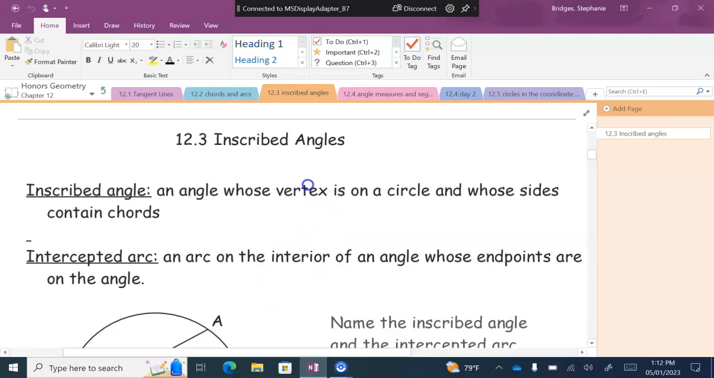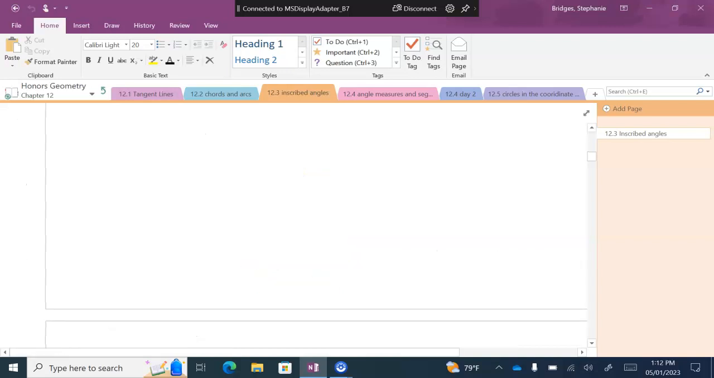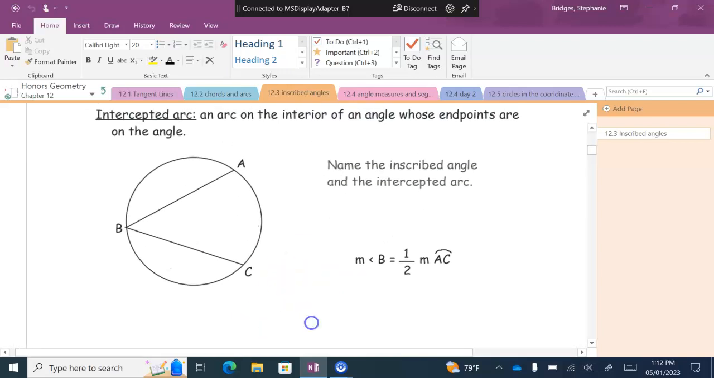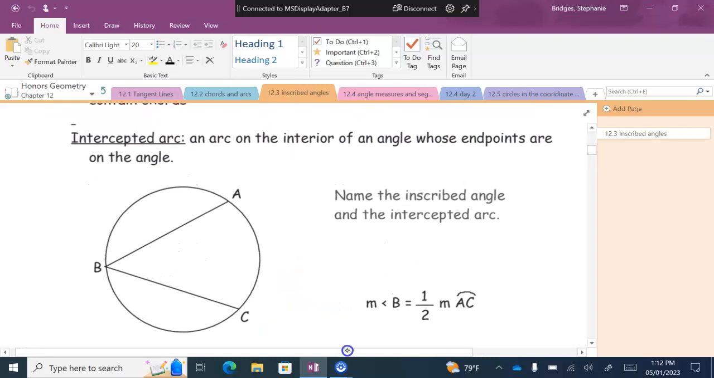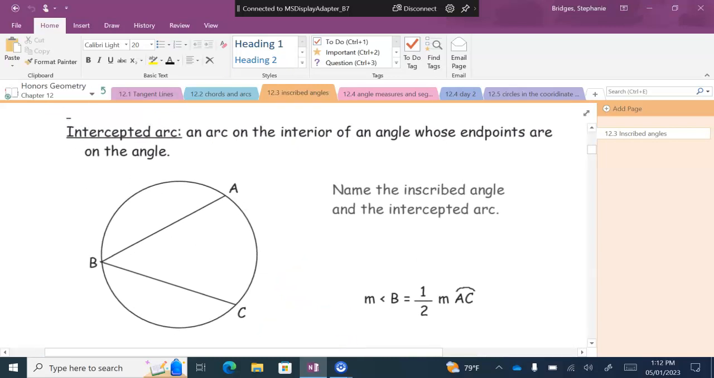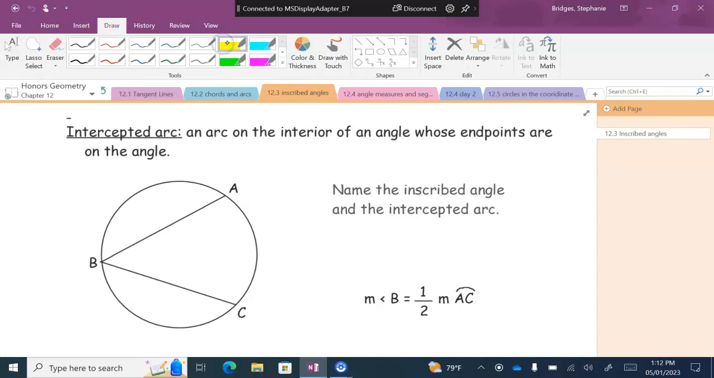I'm not ready. Yeah. All right. So there's still the definition for intercepted arc. There is a picture. It's a little bit different than the one I drew on the board. And what you need to make sure you write down and memorize is this right here. That's how we find the measure of an inscribed angle. I'll give you a minute to draw your circle and then I'll explain it again.